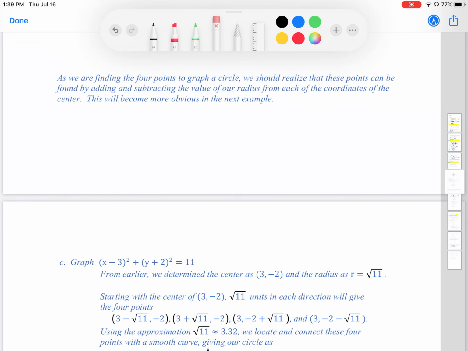As we are finding the 4 points to graph a circle, we should realize that these points can be found by adding and subtracting the value of our radius from each of the coordinates in the center. This will become more obvious on our next example. So if we have our center x comma y, or I'm sorry, h comma k, if I add and subtract my radius, and add and subtract my radius, it'll produce those 4 points that I'm looking for.